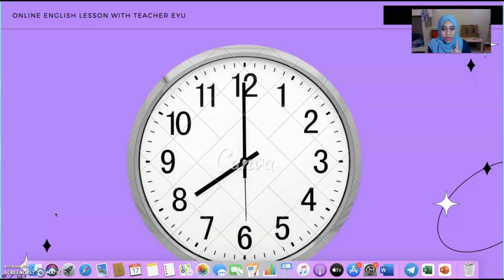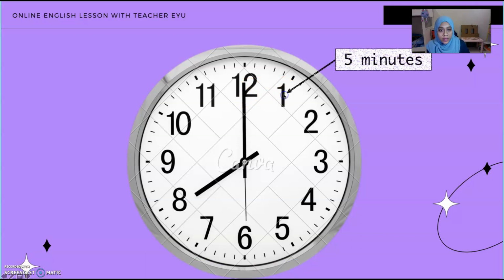Firstly, we have to look at the hour hand. This is the hour hand. We read the hour according to the hand. If the hand shows to the number, for example, this one, it shows to number 8, then it is 8 o'clock. Then we have to look at the minute hand. The minute hand shows the minute. And as for the minute, we have to use the multiplication of 5. Kita guna sifir 5.